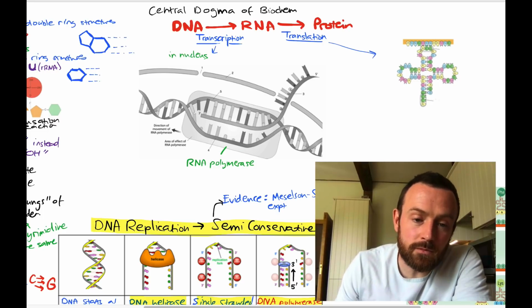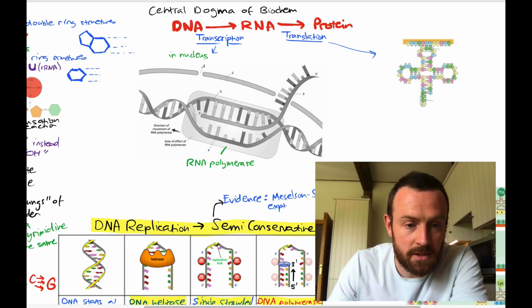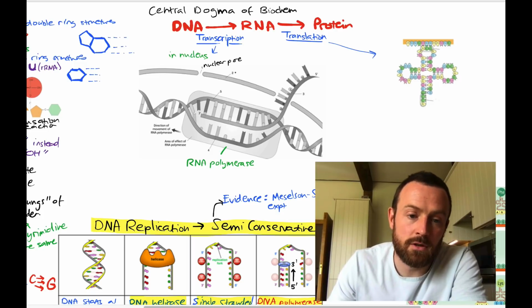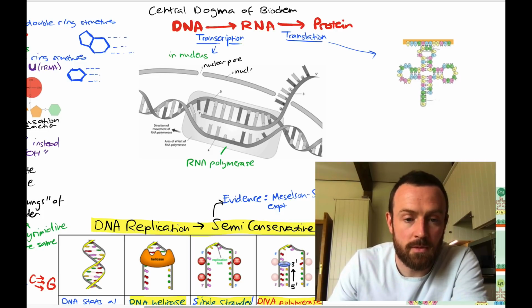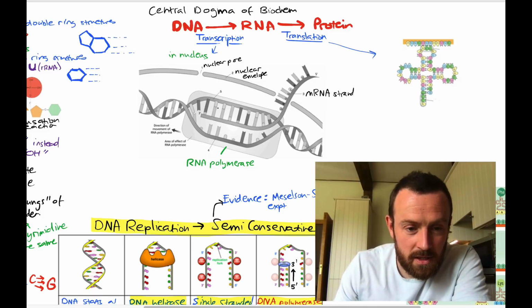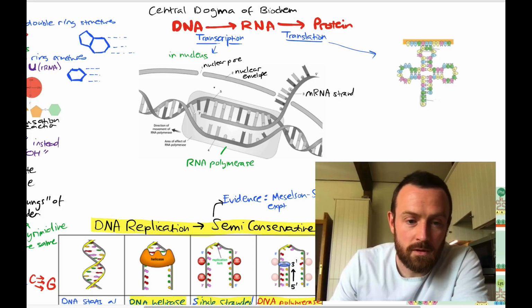Okay, so what happens? Well, first of all, let's label the different areas. So this is a nuclear pore here. Number one. Number two is the nuclear envelope, which, remember, is a double membrane surrounding the nucleus. This here is a messenger RNA strand. And this is called the template strand.